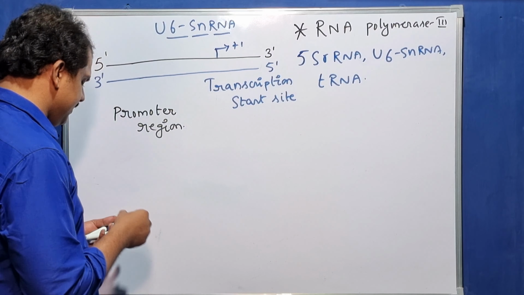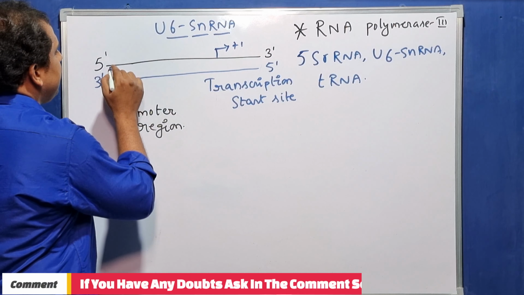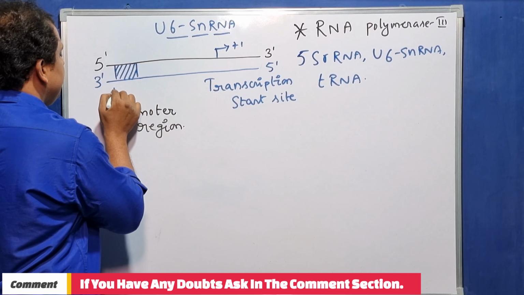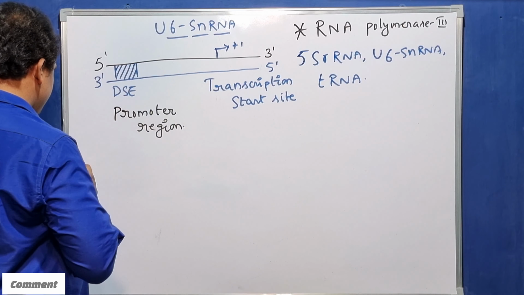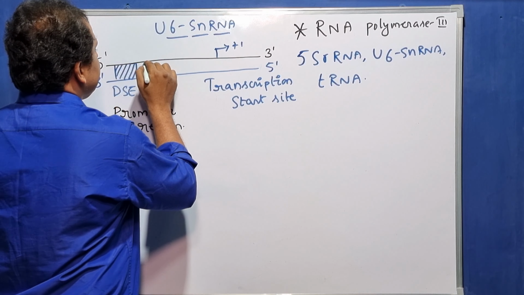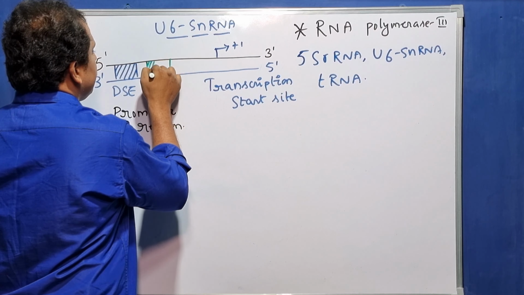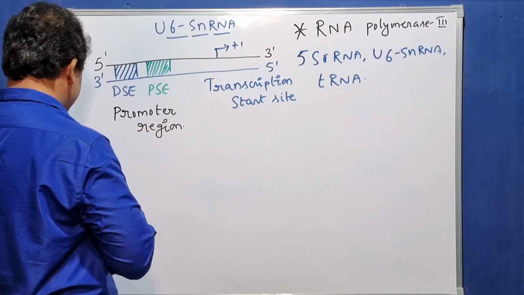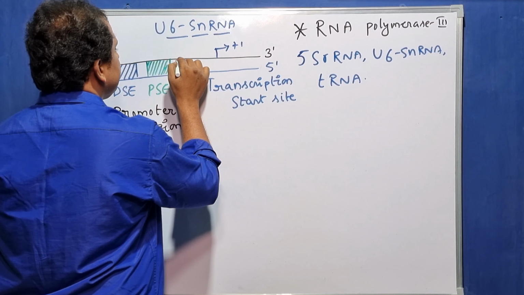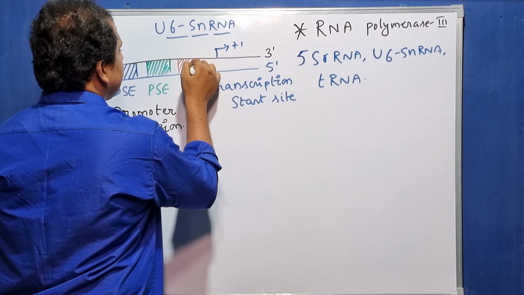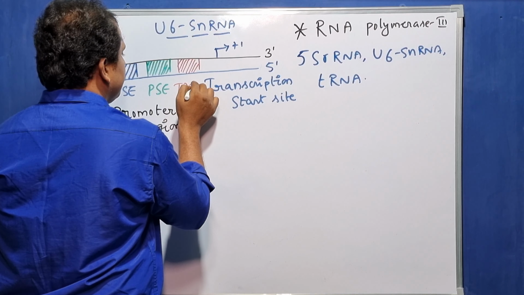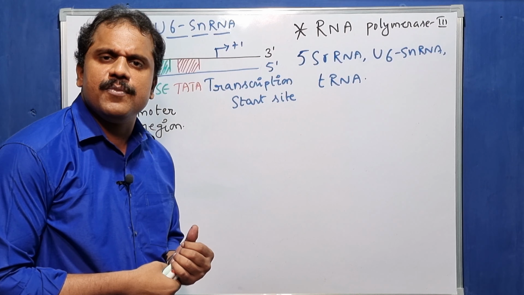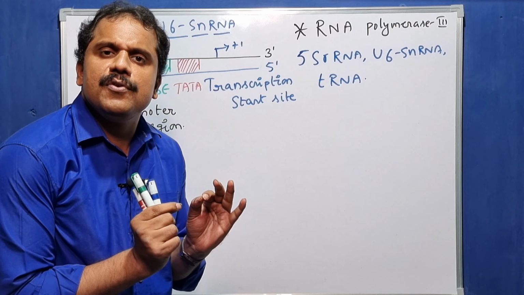So let me write it here. Distal sequence element, simply termed as DSE, and the other one is the proximal sequence element, simply termed as PSE, and the other one is the TATA element. Is it clear? So this is the promoter region which is responsible for the successful expression of U6 snRNA.